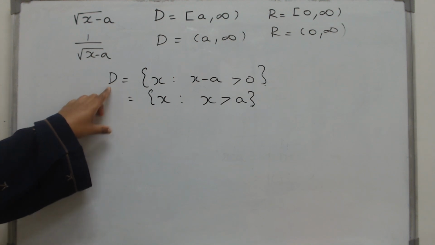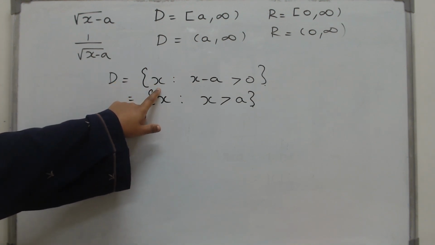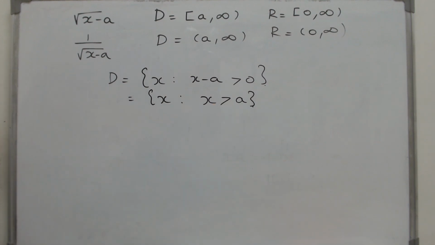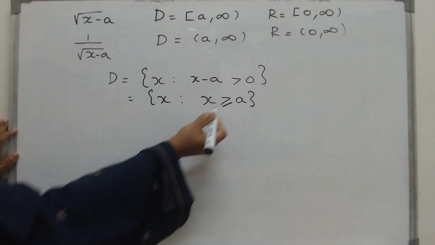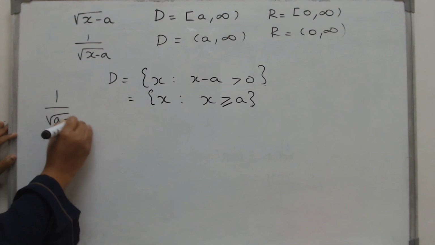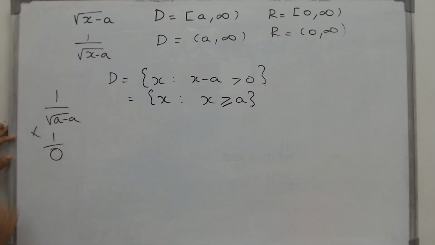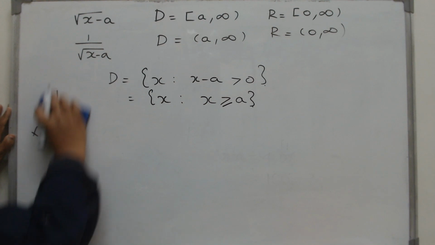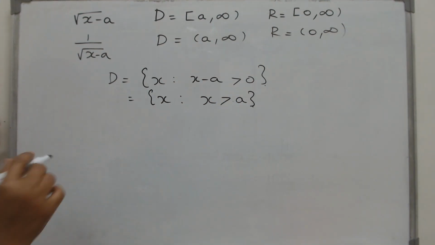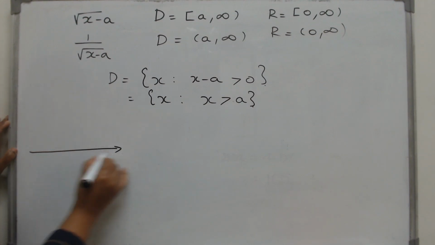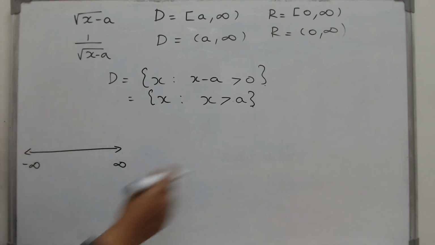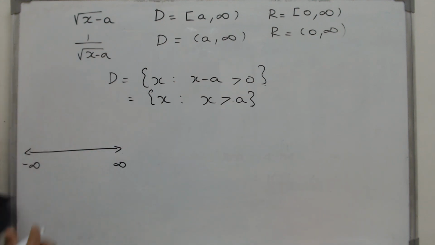So our domain is the collection of all of those x for which x is strictly greater than a. Please remember, we cannot have x greater than or equal to a, because that would mean square root of a minus a, which means you will get 1 by 0, which is not acceptable. We cannot have that. So what we are doing is taking the entire x-axis, the entire real number line, and restricting it.